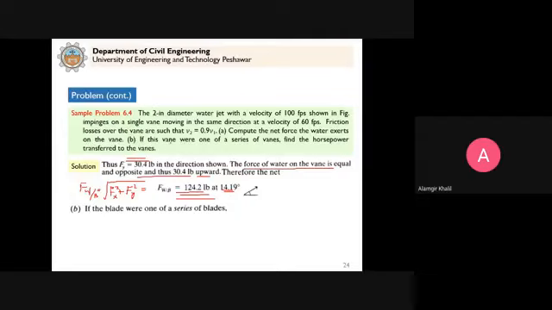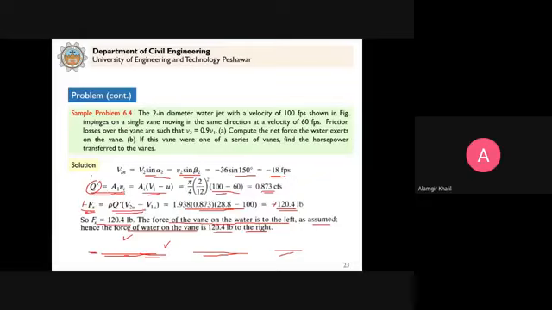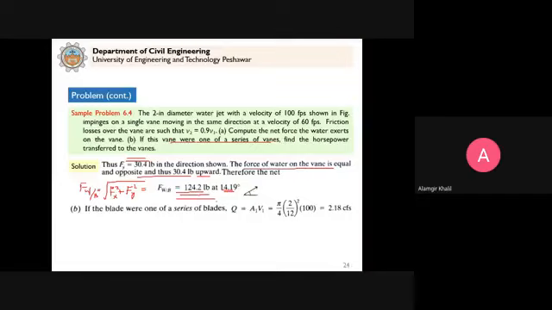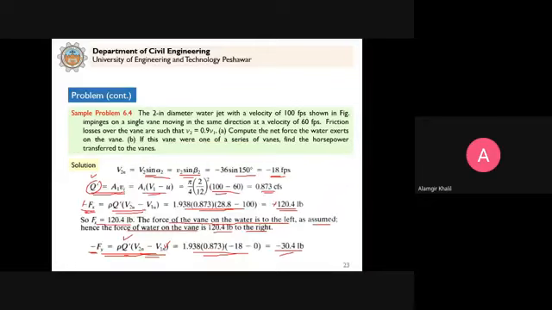The second part of the question is, if this vane were one of a series of vanes, then what will be the force? So if it is a series of vanes, then instead of q dash, it will be q, because all of the discharge will hit the vane. If it misses one vane, it will hit the second coming vane. So that's why for a series of moving vanes, we calculate q, not q dash. So you see the discharge is 2.18. This will hit a series of moving vanes. What was the discharge hitting? 0.843.